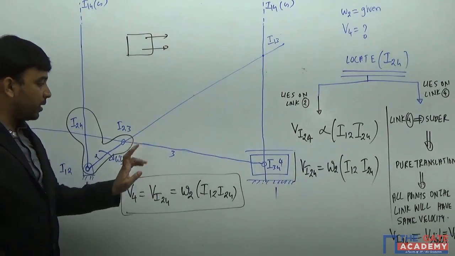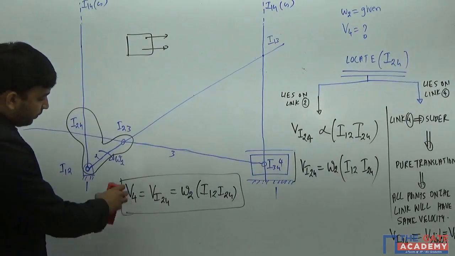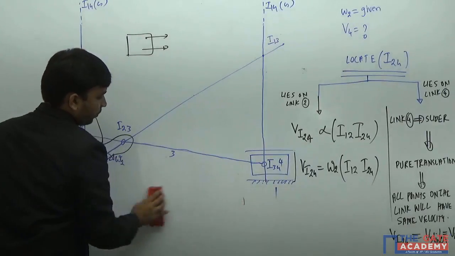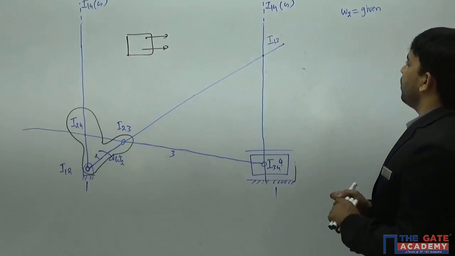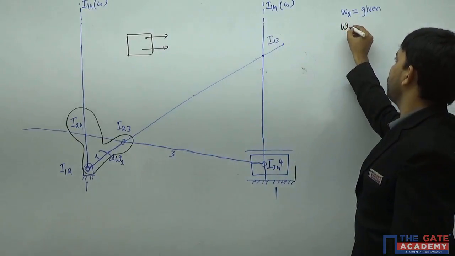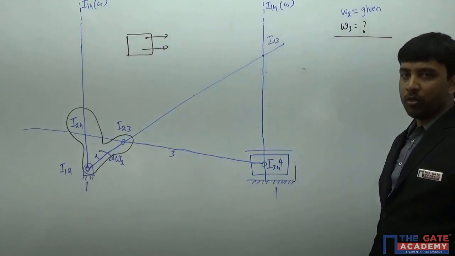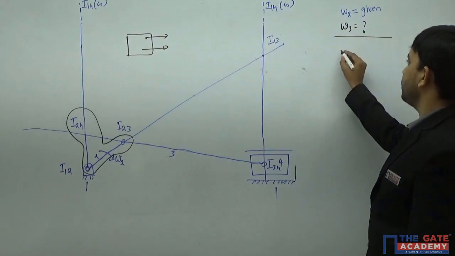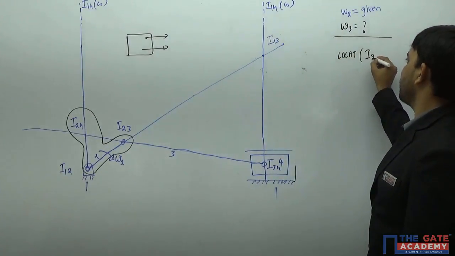Now you know the velocity of the slider. Now we want to find the velocity of the connecting rod. Now we do velocity analysis to find the velocity of the connecting rod. The angular velocity of one link is given to you, that is link number 2. I want to find out the angular velocity of link number 3. So velocity of one link is given, you want to find velocity of another link. You first locate the common instantaneous center for both the links.